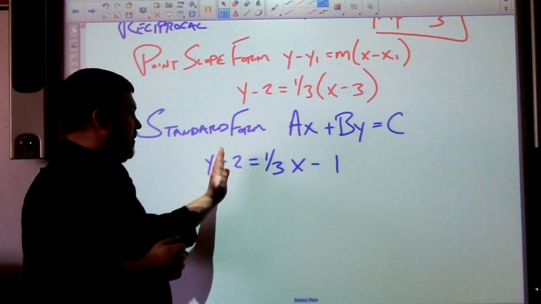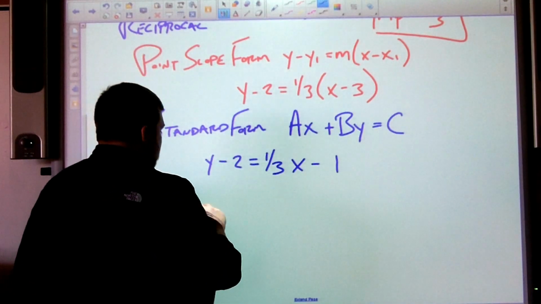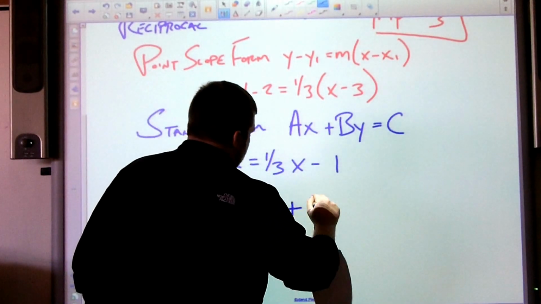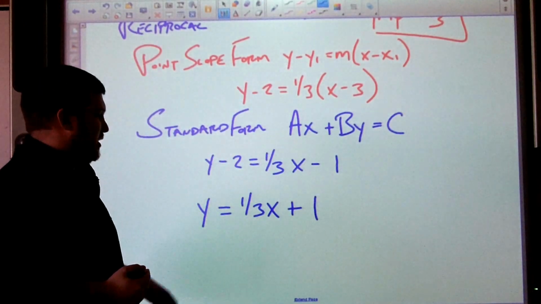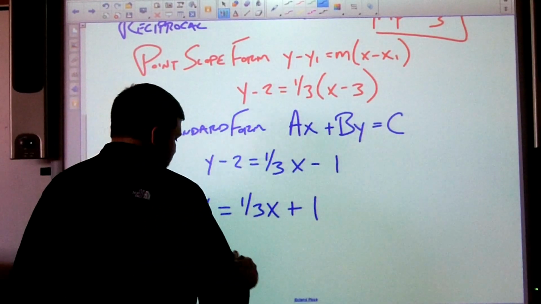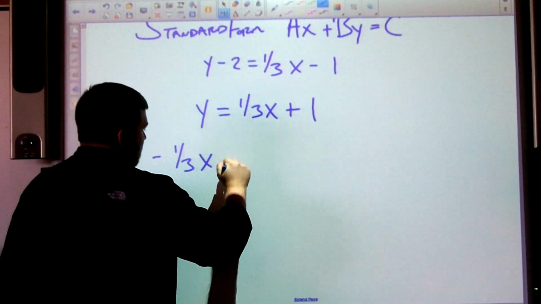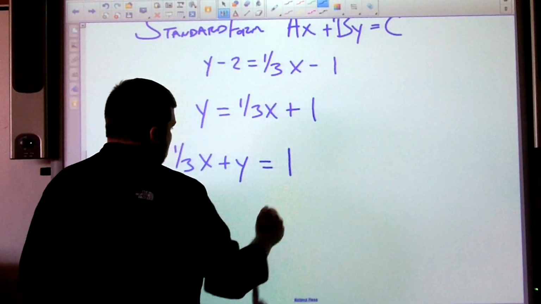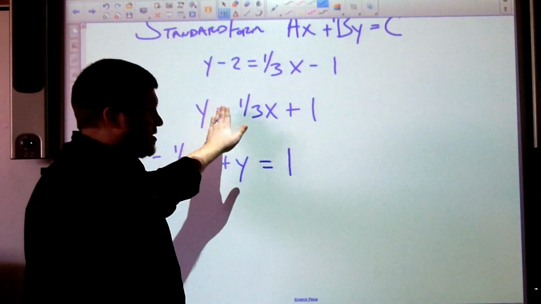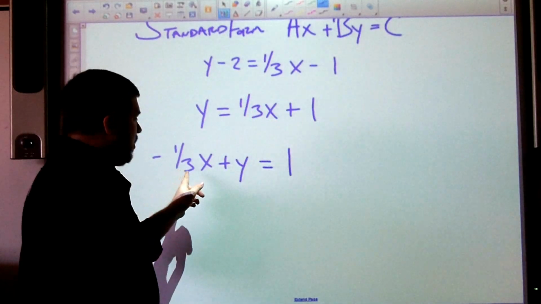I need to get my constants on the right, so to do that I'm going to add 2 to both sides. So I have y equals 1/3 x plus 1. Now I need to get my variables on the left. So I'm going to subtract 1/3 x from both sides. So I have negative 1/3 x plus y is equal to positive 1. Well, you might have recognized right here, this is in slope-intercept form, so if you really just want slope-intercept form, there you go. But I want standard form.